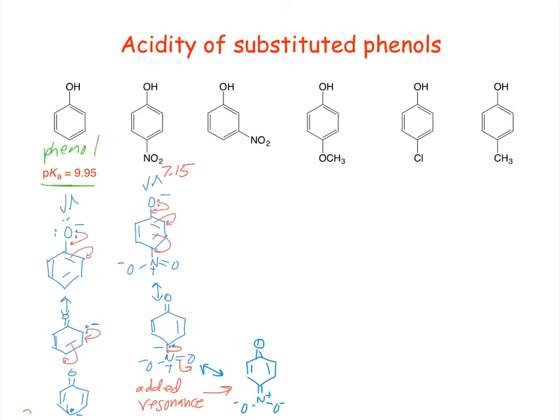Okay, so what do you think if you have that nitro group on the meta position instead of the para position? Is it going to be just as good? No? Why not? Right, it's not going to have that added resonance. So the pKa of meta-nitrophenol is 8.4. It's still more acidic than phenol, but not as much as para-nitrophenol.